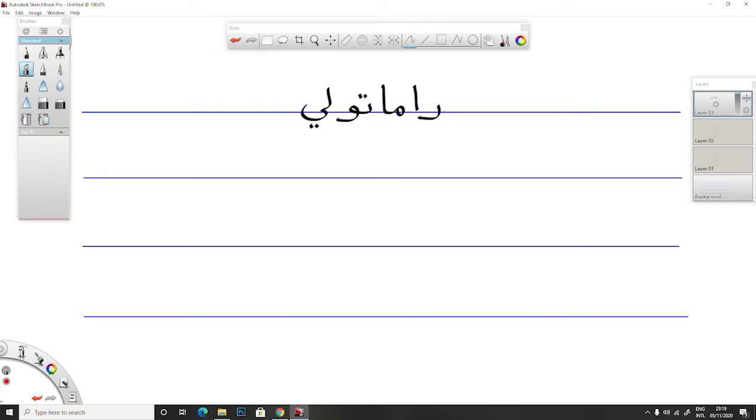This is the separated form of the letter Ra, the separated form of the letter Alif, Mim, Alif, Ta, Waw, Lam, and the final form of the letter Ya. We'll write fatha on the top of Ra. Ra, ma, to, li.